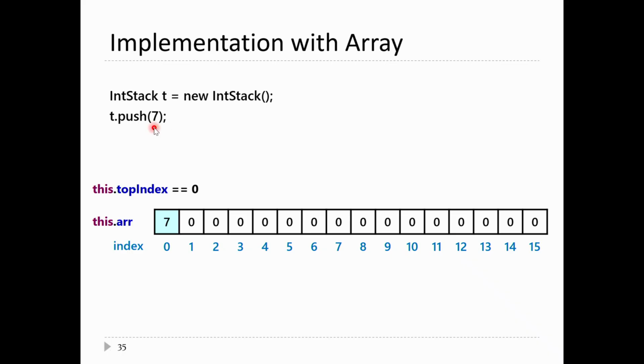So if I push a 7 onto the stack, we're going to add 1 to top index, so top index becomes 0. And then I'm going to fill in the element at that index with the number 7, whatever was pushed onto the stack. If you push a -5 onto the stack, top index goes up by 1, so it becomes 1, and then we're going to fill in that element with the value that was pushed onto the stack. So it becomes -5. And so on and so on.